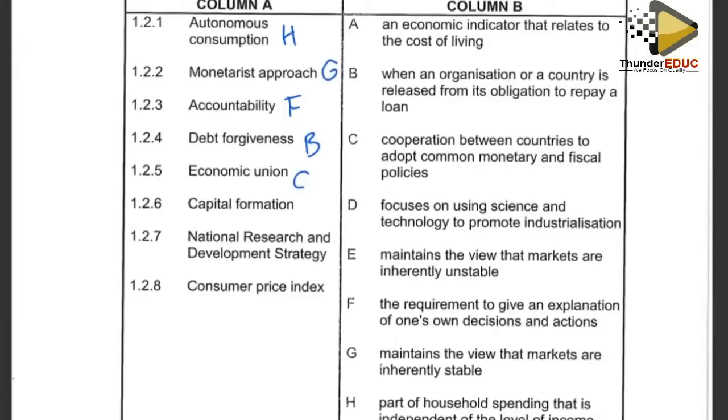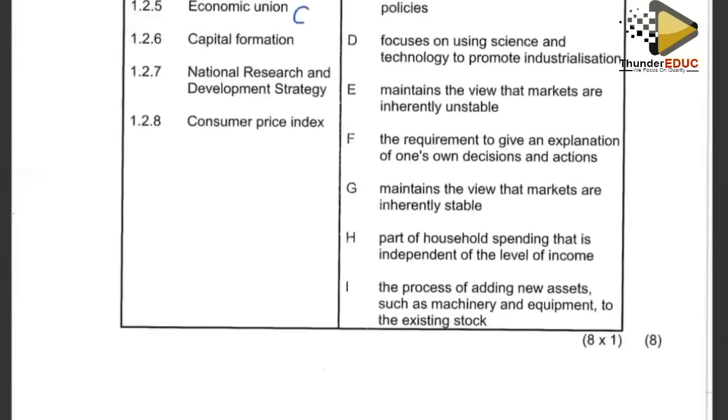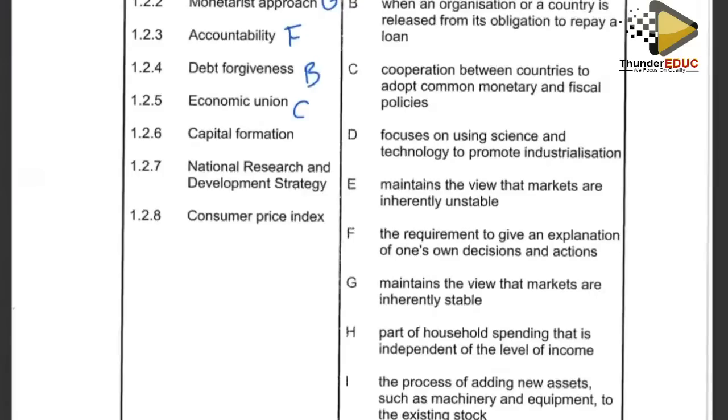The next question, we have 1.2.6, which reads as follows: capital formation. So now when you talk of capital formation, if you still remember, under economics, this is nothing but an investment. Okay, right. So now if we check 1.2.6, which is capital formation, the appropriate answer for this question is going to be I, which reads the process of adding new assets such as machinery and equipment to an existing stock. So it means that our appropriate answer for this question is going to be I. Okay, right, great talks. Now let's move on to the next question.